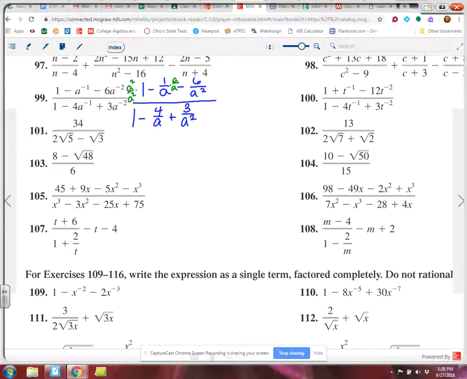All right, so now I've got to get my LCD of a squared. So when I do all this multiplying, I'm going to get a squared minus a minus 6 all over my new LCD, which is a squared. That's just the numerator. I'm going to have to do the same thing with the denominator. The LCD again is going to be a squared. And when I multiply, I get a squared minus 4a plus 3 all over a squared.